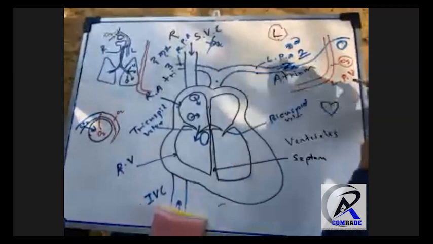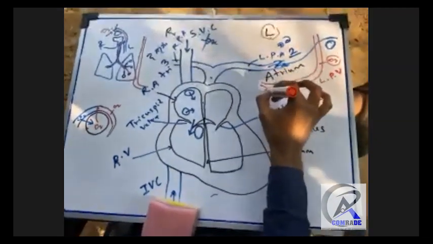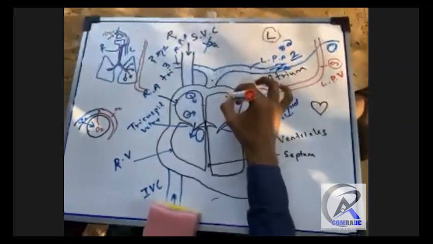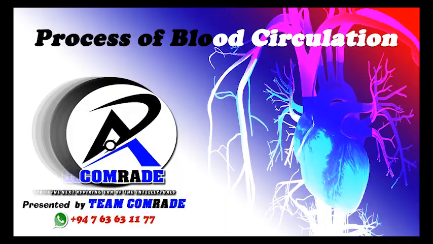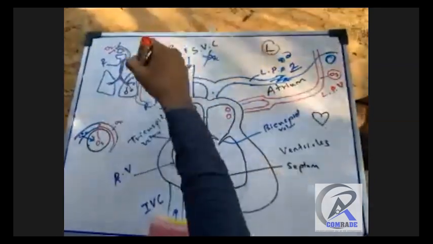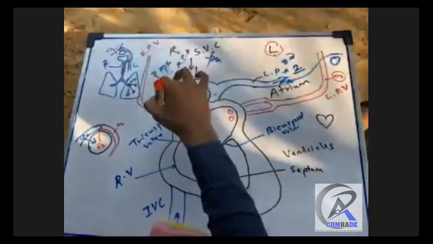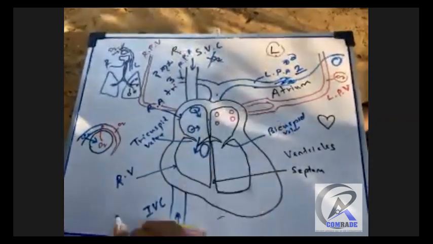So the left pulmonary vein comes here, divides into two parts, and enters from this area inside the left atrium. So always in the heart, the left side should consist of oxygenated blood. The right side should consist of deoxygenated blood. And from the right side, the right pulmonary vein comes inside like this, opening from here, and gives blood.